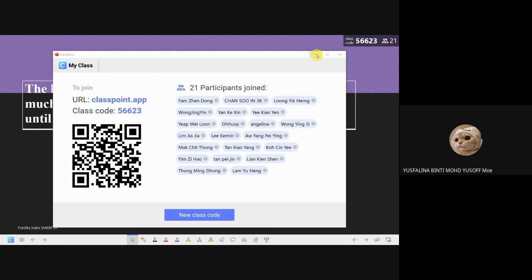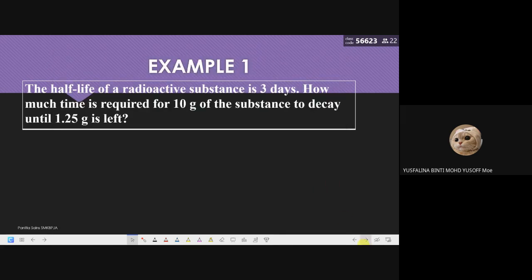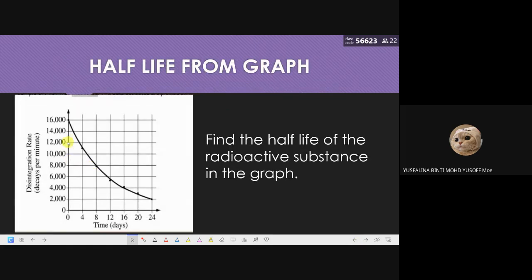Okay, so on Monday, I taught you how to calculate the half-life. You can calculate it if they give you a graph. You can find the half-life from the graph. For example, it starts from 16,000. Half of 16,000 is 8,000. So you just underline 8,000 here, and then you go down and read how many days. That is from the graph.